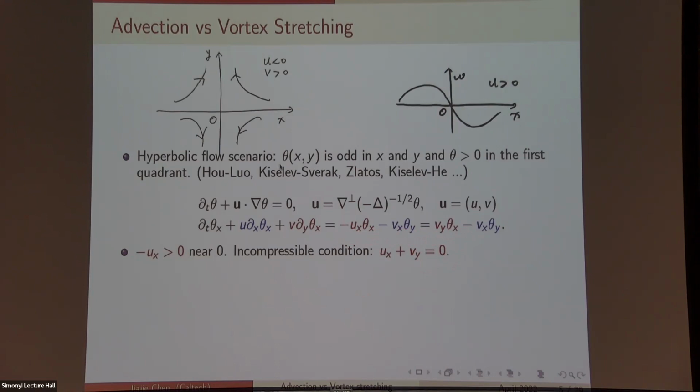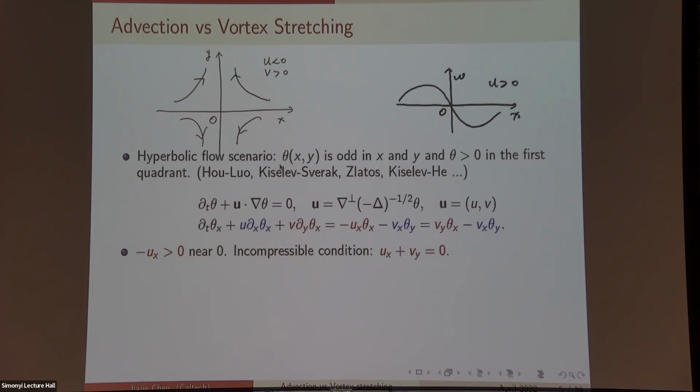Now the point is, for smooth data, we can do a Taylor expansion around this line. We focus on this part, this term and this term. For smooth data, we can do a Taylor expansion around this axis, and then we can show that the main term in this advection term and the main term in this vortex stretching term are balanced.